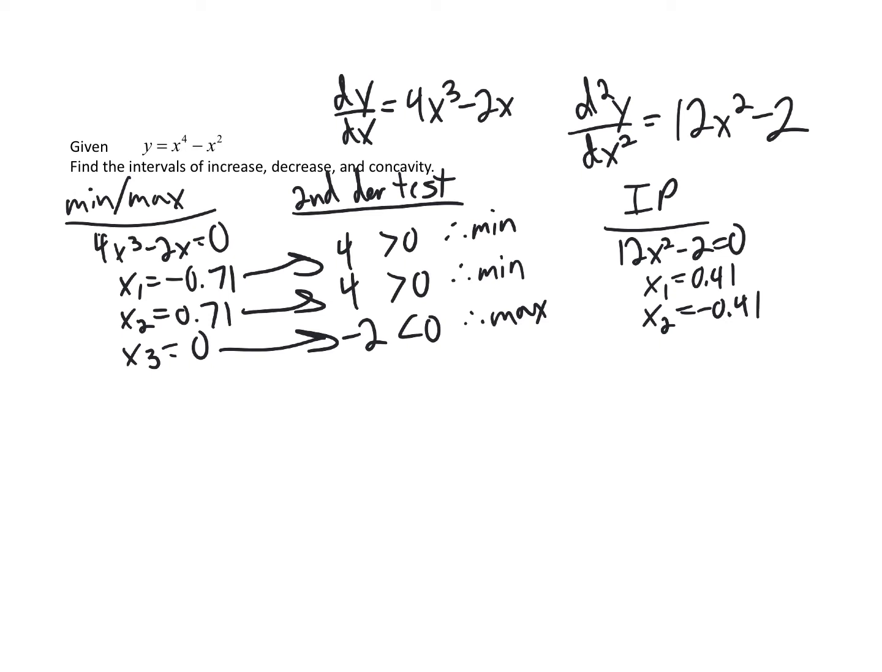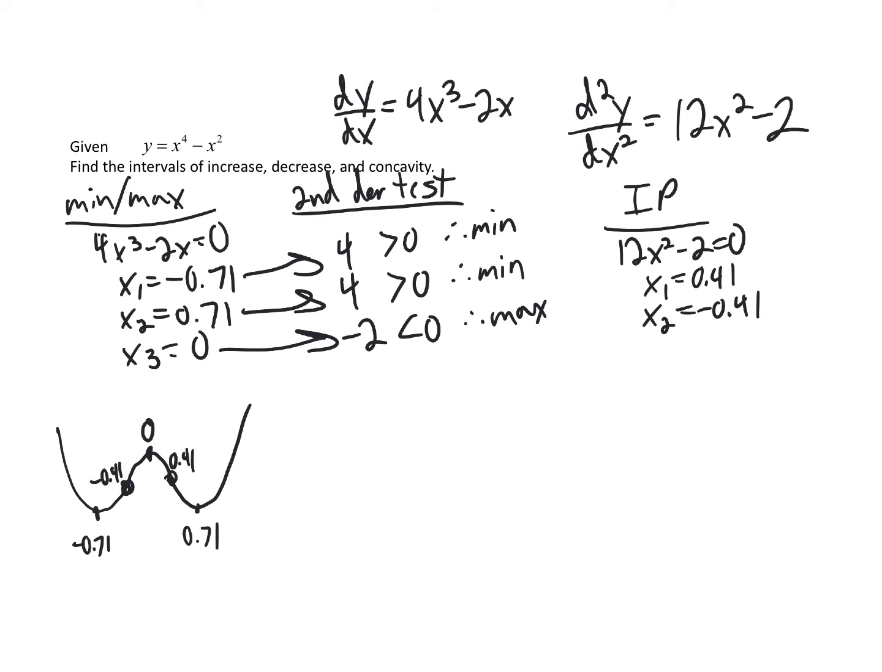Now, if you were to graph this, which I find helps quite a bit with the intervals, you basically have some kind of W shape. And then it helps sometimes to list out the x values of each. So this would be x equals 0, your max. You have x equals negative 0.71 here, and x equals positive 0.71 here. And then you have your inflection points in here. This one's the negative 0.41 and the positive 0.41.